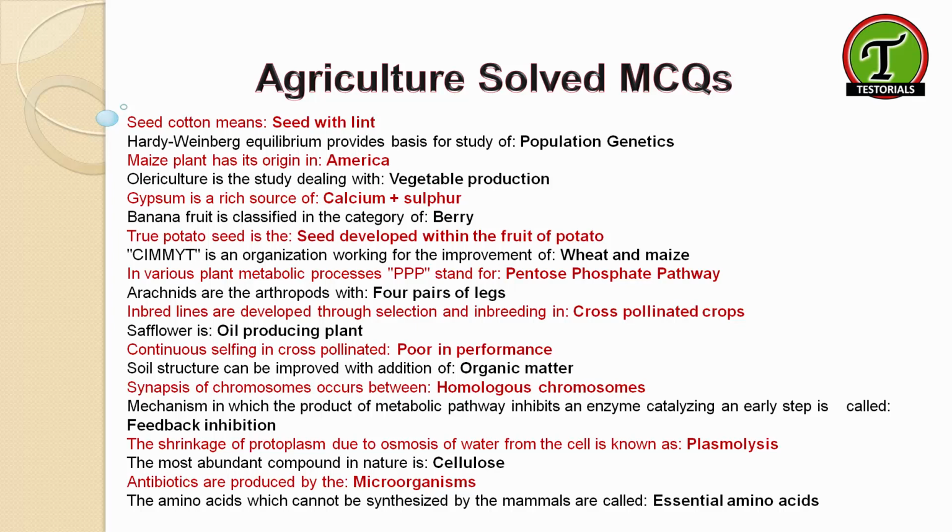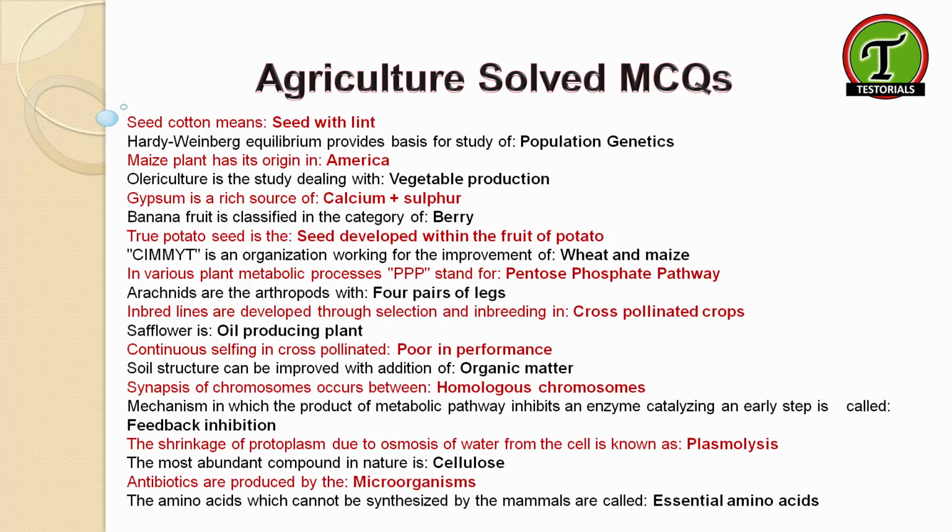88. CIMMYT is an organization working for the improvement of wheat and maize. 89. In various plant metabolic processes, PPP stands for pentose phosphate pathway. 90. Arachnids are the arthropods with 4 pairs of legs. 91. Inbred lines are developed through selection and inbreeding in cross-pollinated crops. 92. Safflower is an oil-producing plant.